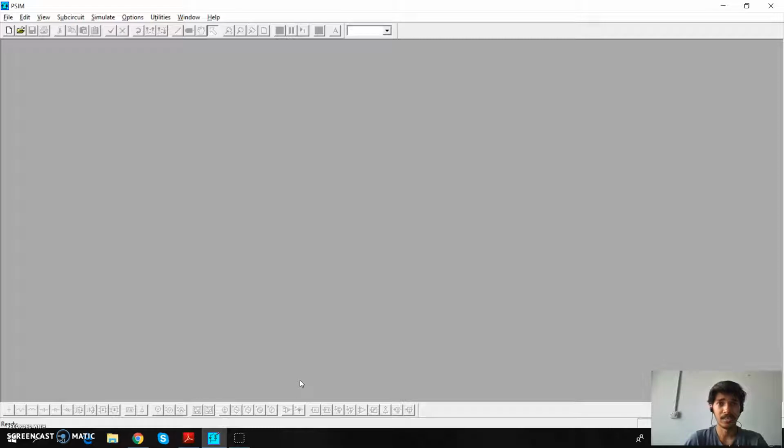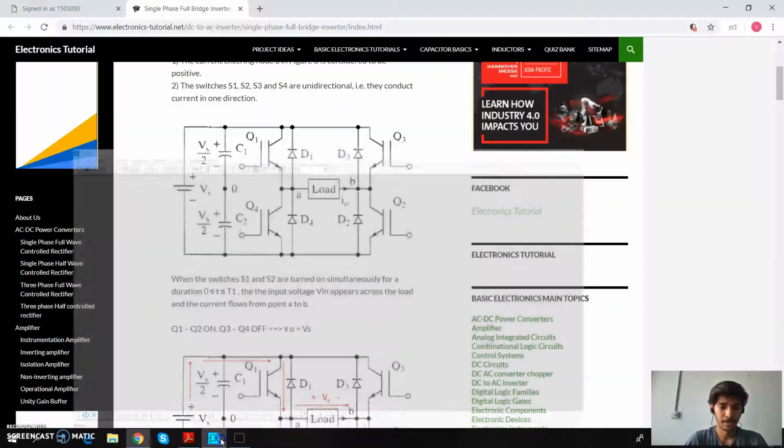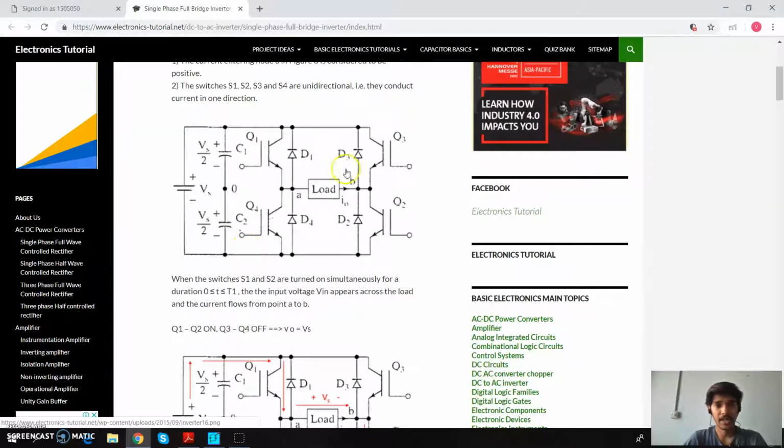Now let us see the circuit diagram for an inverter. This is a circuit diagram for a full wave inverter. Here we can see the input applied is a DC voltage source. The switching devices used here are IGBTs, and there is a load across which we will get the AC output voltage. Now in an inverter there are two cases.